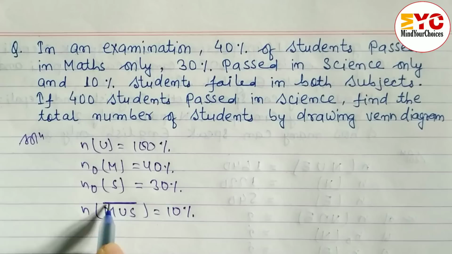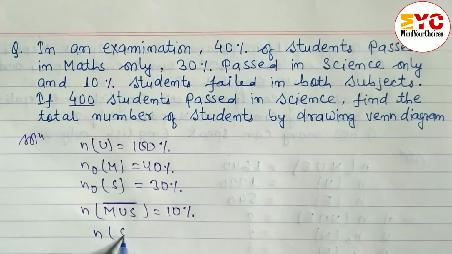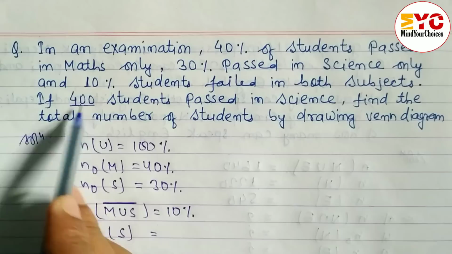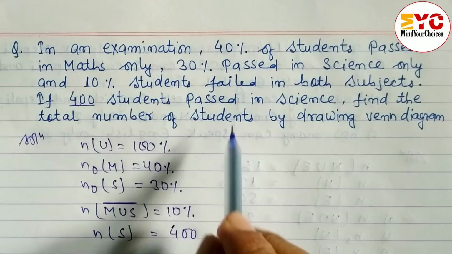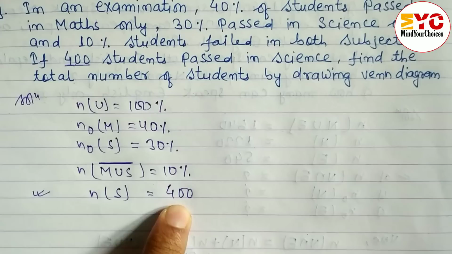Failed in both means we always have to write outside of the set, that is, the complement. Again, one number is given here, 400. If 400 students passed in science, it means n(S). Only is not given here, so we do not write only. So n(S) is equal to 400. And what do we have to find out? Find the total number of students by drawing a Venn diagram. One thing to keep in mind: n(S) is given as a number, and we have to find n(S) in the form of percentage.